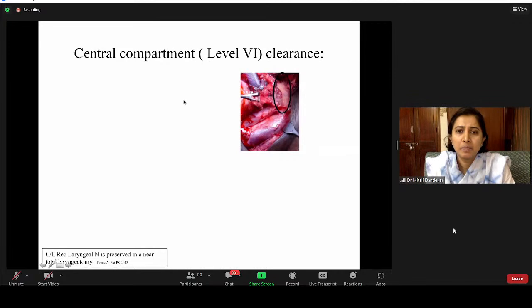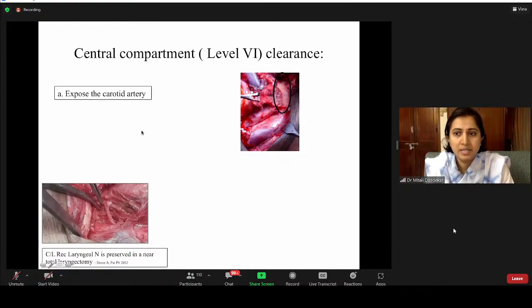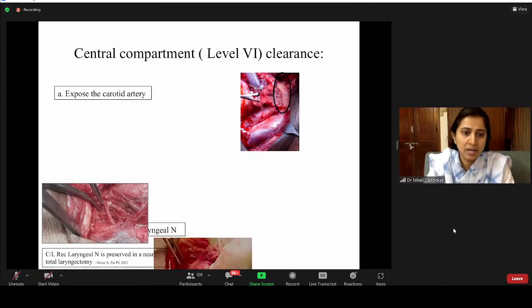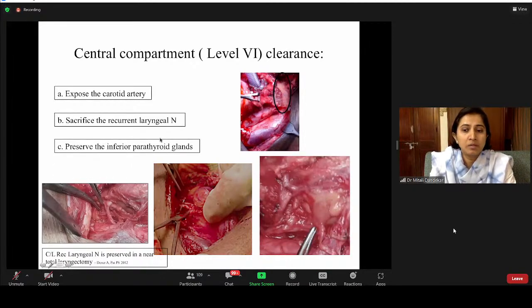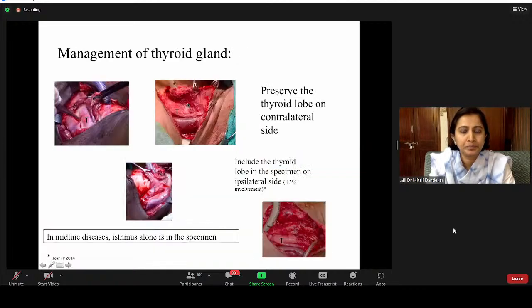The central compartment now becomes very visible once the strap muscles are released, and the central compartment is cleared thus to expose the carotid artery. The sacrifice of the recurrent laryngeal nerve is essential such that the clearance is complete. Also, needless to say, the inferior parathyroid glands must be looked for and must be preserved the way one would preserve it in all cases of thyroidectomy. Coming to the management of the thyroid gland, typically it is advised.